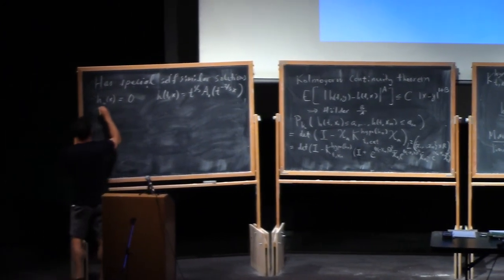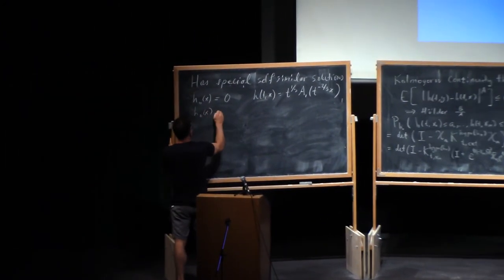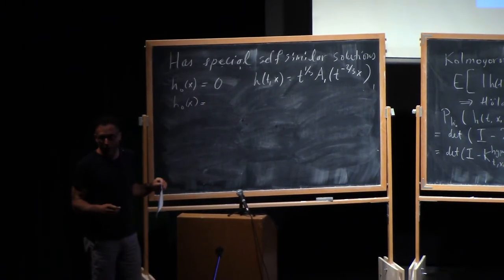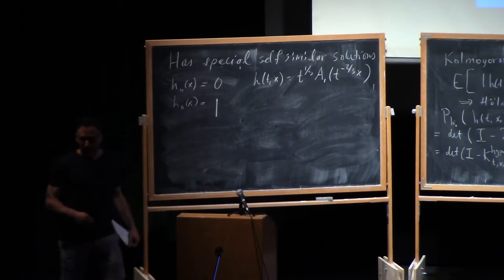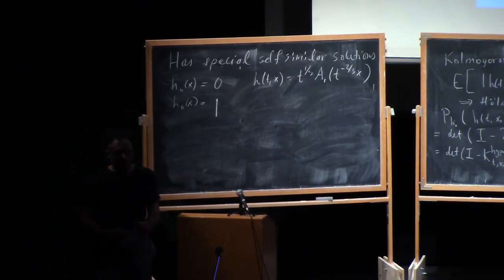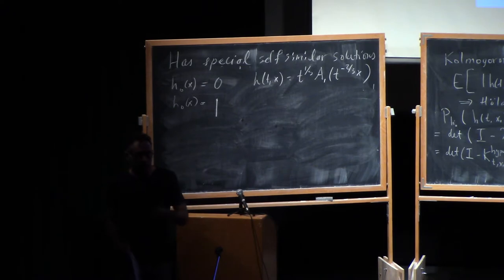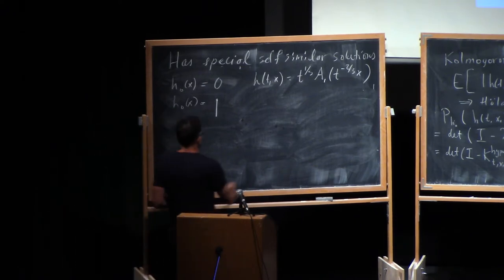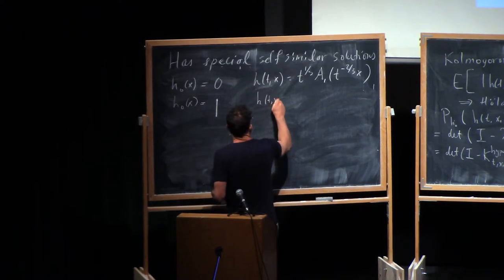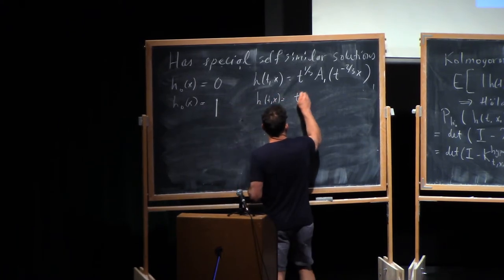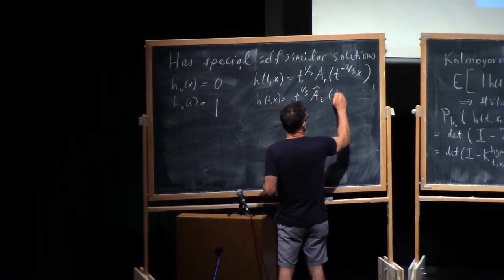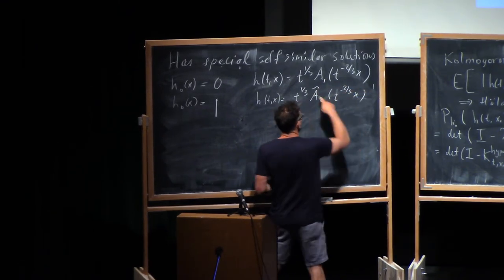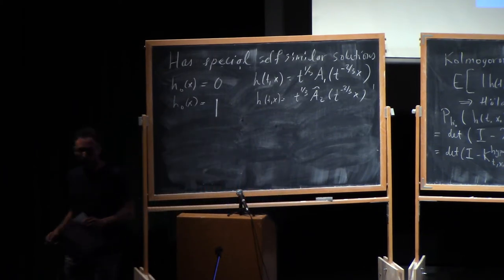And if H0 of X is a narrow wedge at 0 or anywhere, to draw like that. Does everyone know what I mean? It's the function which is 0 at 0 and minus infinity elsewhere, which is a function in our space. Then HTX is T to the 1/3, airy 2 hat, T to the minus 2/3 X. Remember, the hat just means you subtract a parabola from the airy process.